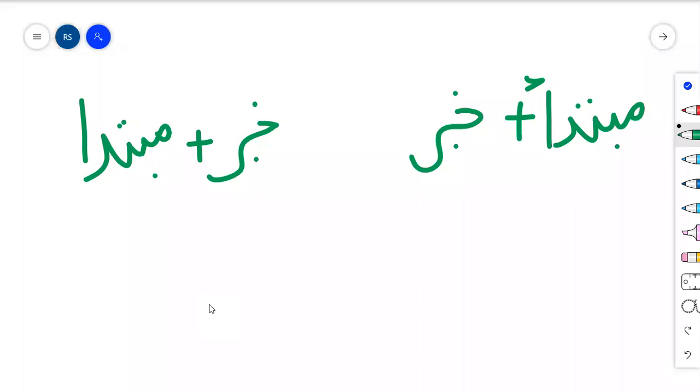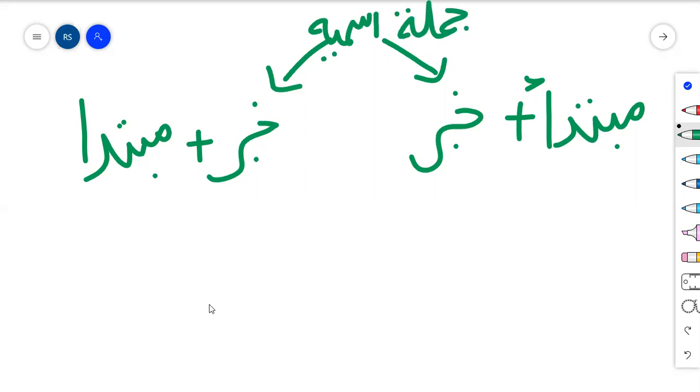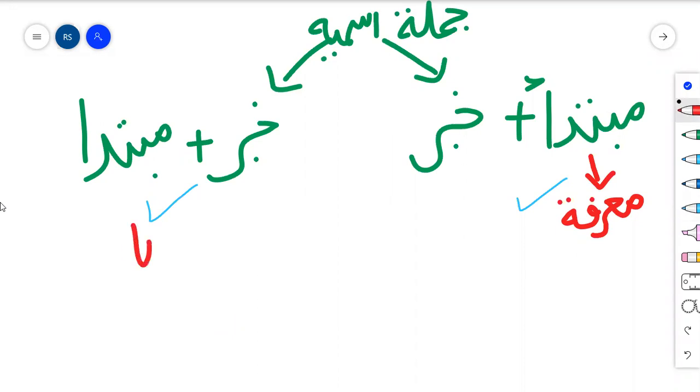So you see, we have two patterns of jumla ismiya. So tell me, when will we use this pattern and when will we use this pattern? When mubtada is marifa, the first one: mubtada awwal and khabar. When mubtada is nakira, and we have khabar jumla, okay. When mubtada is marifa, you will use this pattern. And when will we use the other pattern? Mubtada is nakira and khabar is shibul jumla.